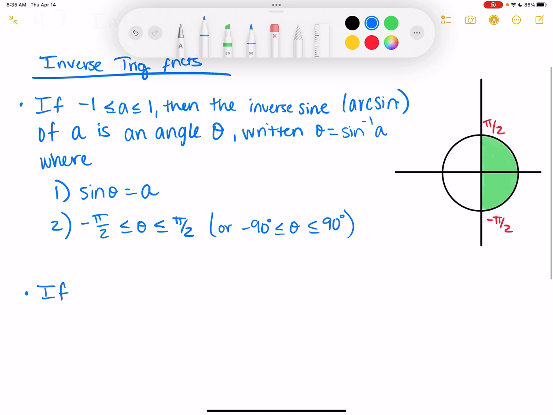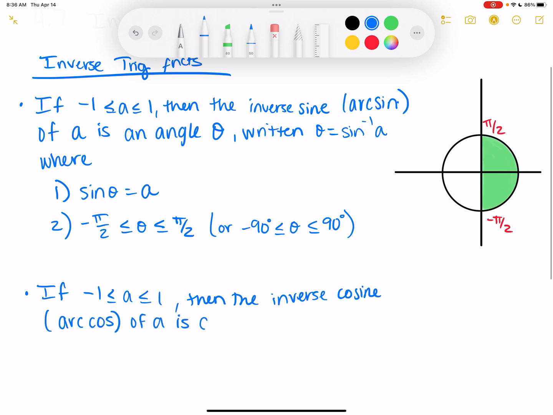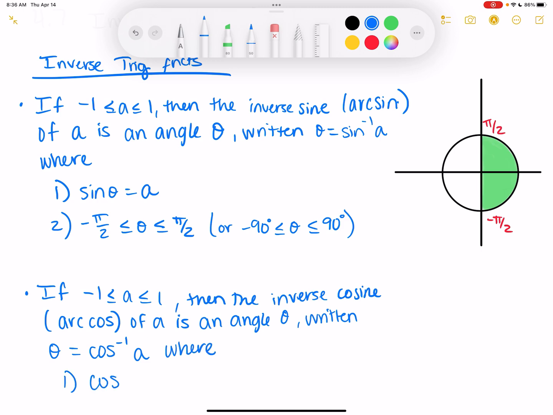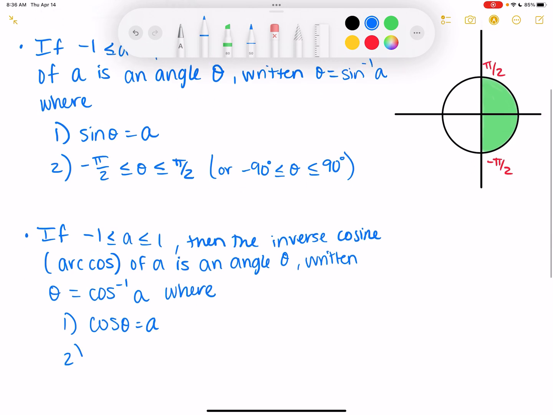If negative 1 is less than or equal to a, less than or equal to 1, then the inverse cosine, also known as arc cosine, of a is an angle theta, written theta equal to cosine to the negative 1 of a, where cosine of theta equals a, and 0 is less than or equal to theta, less than or equal to pi, or 0 is less than or equal to theta, less than or equal to 180 in degrees.